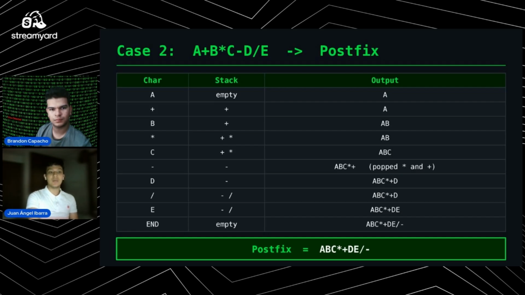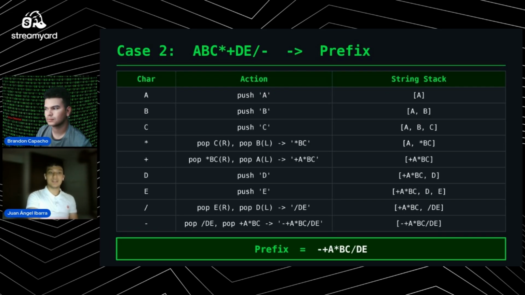At the end, we empty the stack, the divide comes out, then the minus. Postfix result: A B C times plus D A divided minus. Section 8, case 2, prefix.